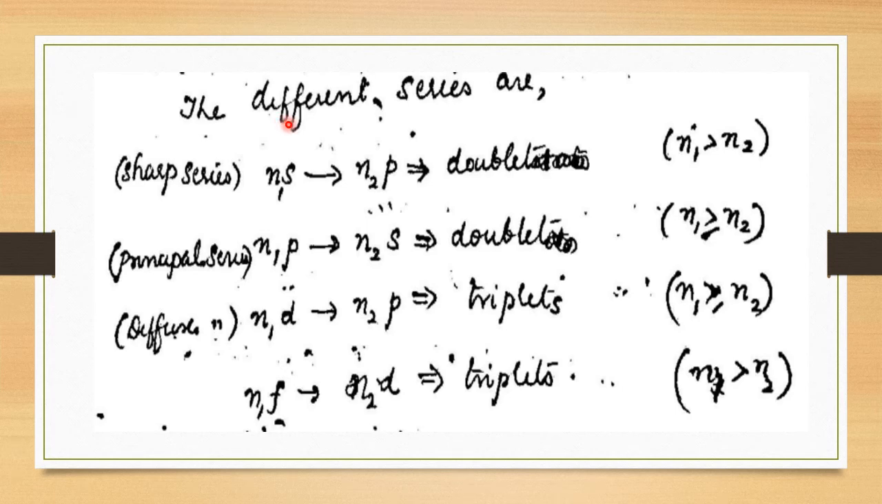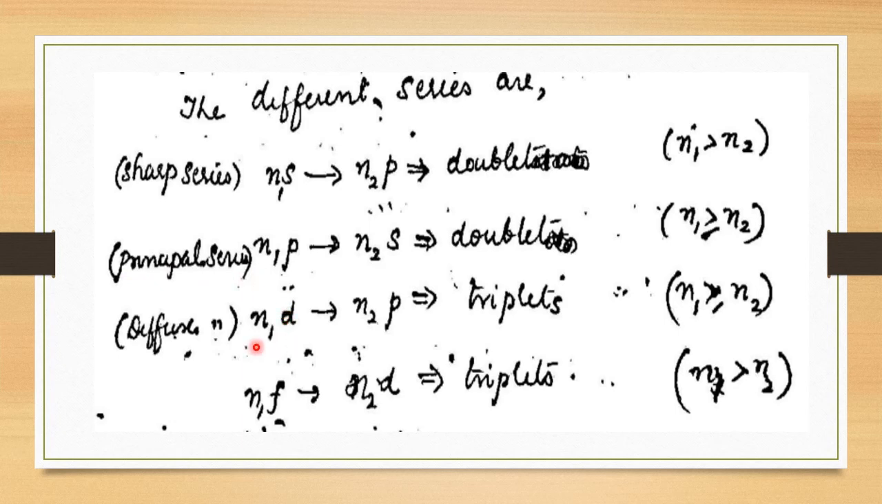Now, by those selection rules, we get different series. If we have a transition from n1 S to n2 P, a transition from S to P where n1 is greater than n2, right? When S transitions to P, we get doublet states. That series is called the sharp series. Now, if the transition is from P to S, where n1 can be greater than or equal to n2, that is because delta N can be any value. P to S is possible. That gives a doublet state. That set of spectral lines is called the principal series.